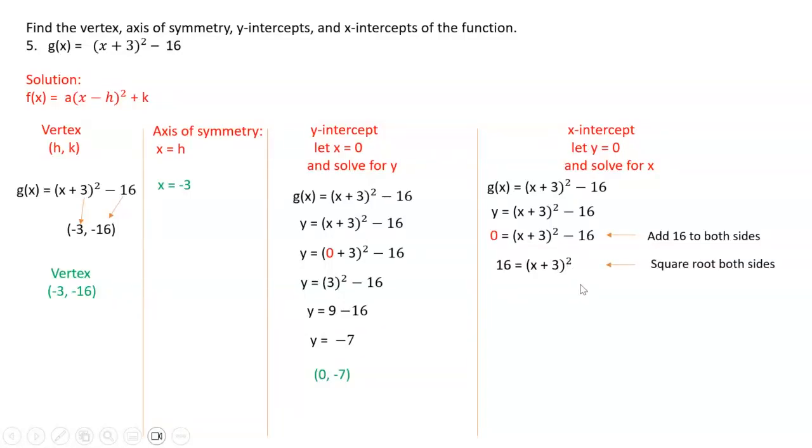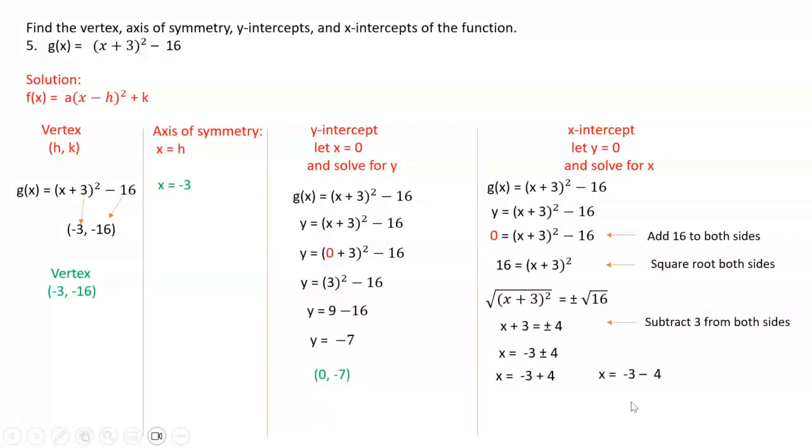Now my next step, we're going to take the square root of both sides. I just put the x plus 3 on the left side and the 16 on the right side. The square root cancels the square. We have x plus 3 equals plus or minus 4, because the square root of 16 is 4. Next, we subtract 3 from both sides. So x equals negative 3 plus or minus 4. We have negative 3 plus 4 and negative 3 minus 4, which gives us 1 and negative 7. So these are my x-intercepts: (negative 7, 0) and (1, 0).